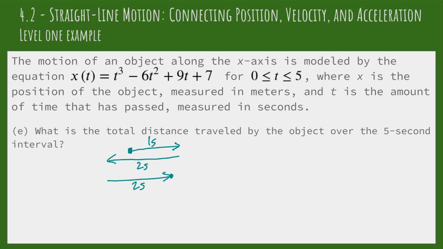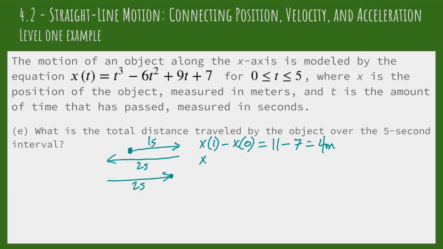So essentially what I want to do is figure out how far the object traveled on each of these intervals. So for this one, I want to know the position at 1 minus the position at 0. The position at 1 is what we get when we plug 1 into this function, which is 11, minus the position at 0, which is 7. We figured that out earlier. So during the first second, the object moves to the right 4 meters.